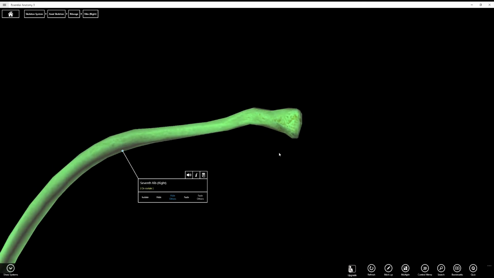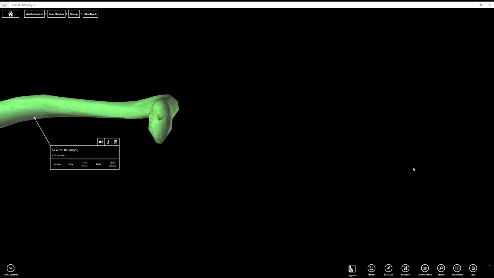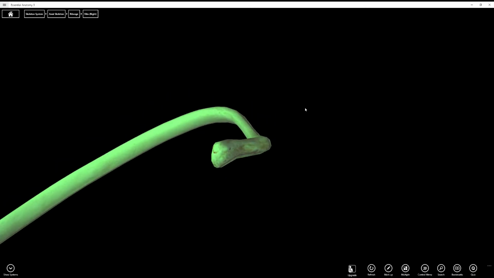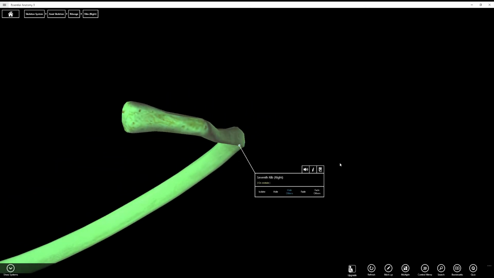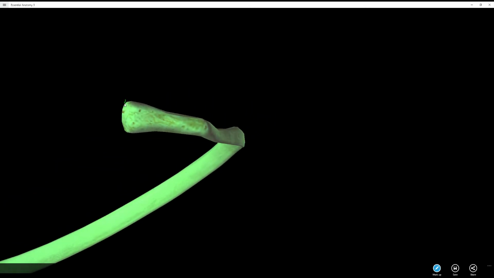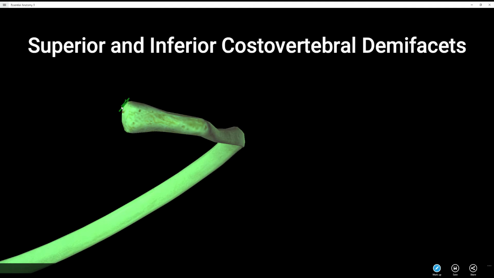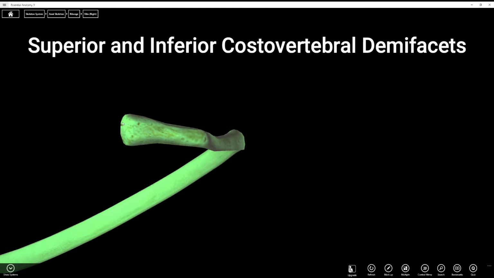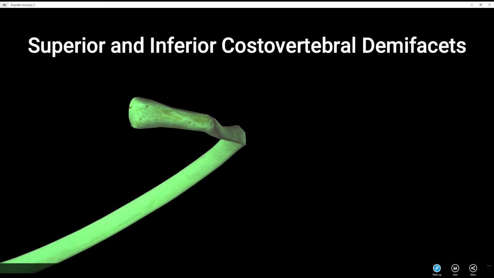If we were going to label those, it's not super clear on here. We've got to find the right angle. I guess that's as good as any. We would say this area here is the superior demi-facet, and this area below is the inferior demi-facet. You can see they form a wedge that fits in between the two vertebrae, attaching to the demi-facets on the vertebrae.